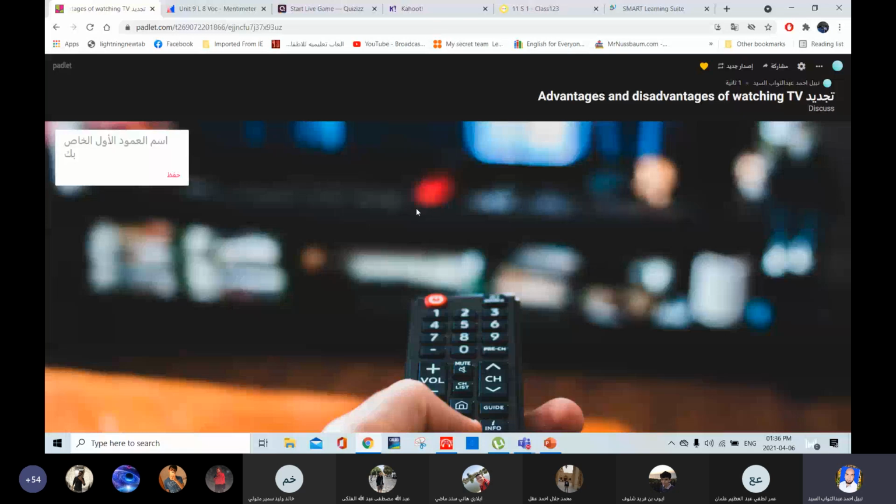Like this here, Ayub is going to start. Very good. You can see here Ayub's name. Yes. Good, Ayub. Advantages and disadvantages of watching TV. Abdurrahman Sobhi. Yes.